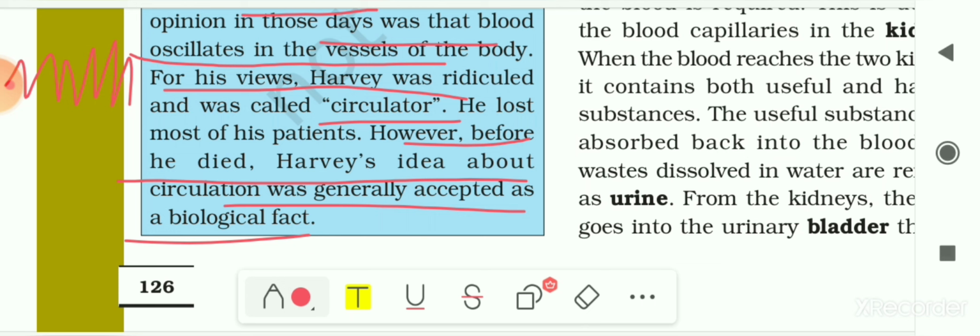So this is about the circulatory system. In the next video, we are going to study the excretory system in the human body. So now we end our video. In the next video, we'll study the excretory system.